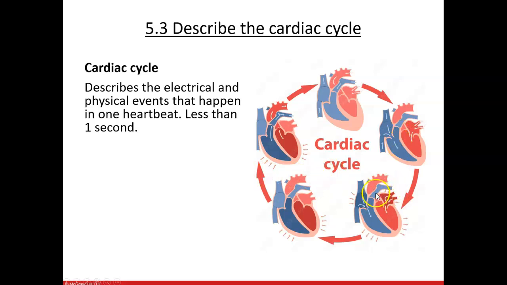So the heart fills with blood, the top contracts, pushes the blood to the bottom, the bottom contracts, pushes the blood out of the heart, and then the whole heart relaxes and blood comes back in. Chunk, chunk, relax, chunk, chunk, relax.